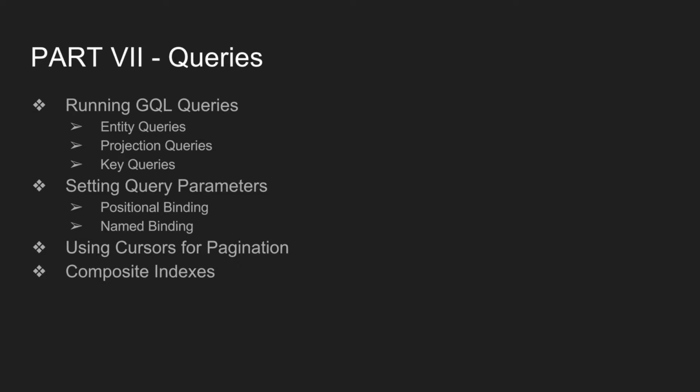And then we'll talk a little bit about composite indexes, which is something you need to have in order to run projection queries or to run complex queries where you want to search on multiple properties of an entity.